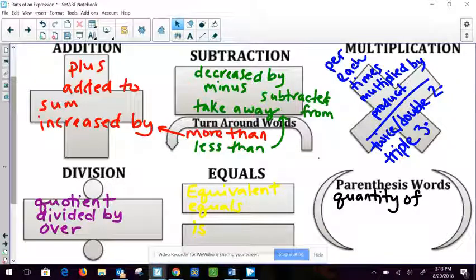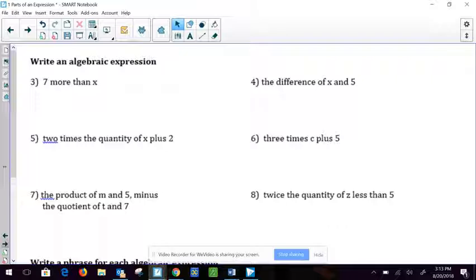Welcome back. I hope you enjoyed copying them all down. So what we're going to do is we're going to take these words and figure out how they apply to the problems that we're working on. So let's flip to the back side again. The second set of examples are asking us to write an algebraic expression.